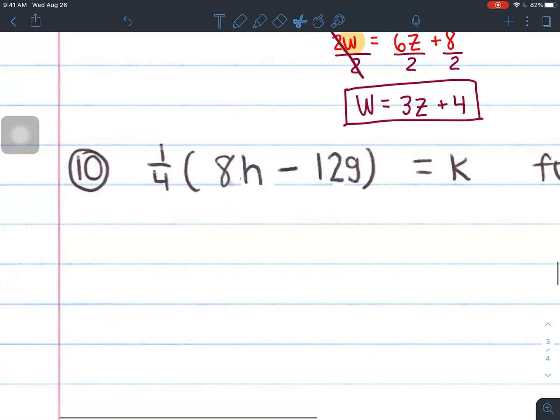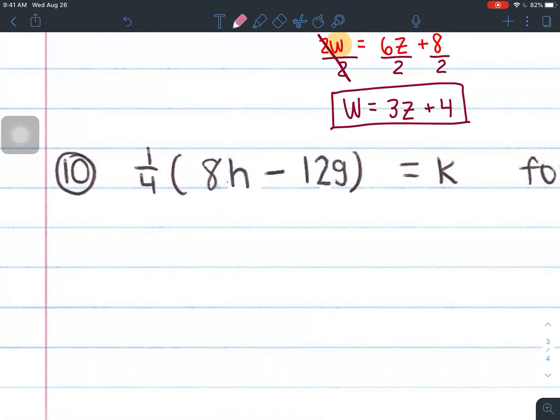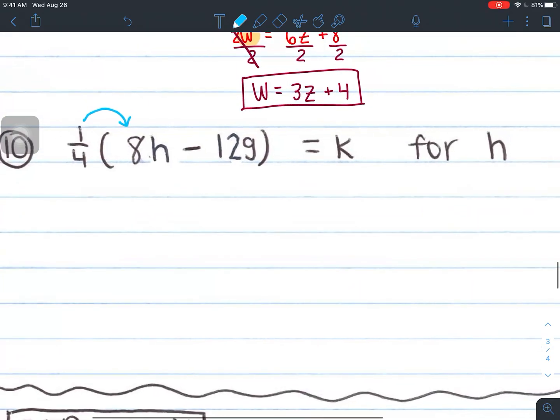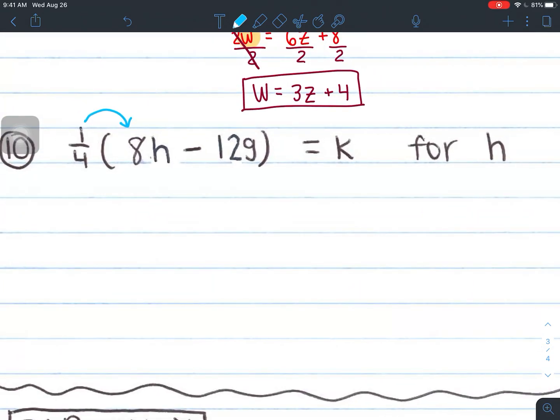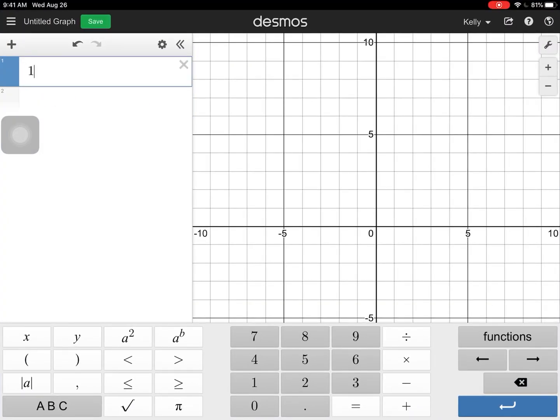Now notice on number 10, how many terms do we have in that parentheses? We have 2 terms. Again, in the last problem with the parentheses, there was only 1 term inside the parentheses. Here we have 2. So distributing might not be a bad idea. So let's try it. 1/4 times 8h. So you need to do 1/4 times 8, and you get 2.